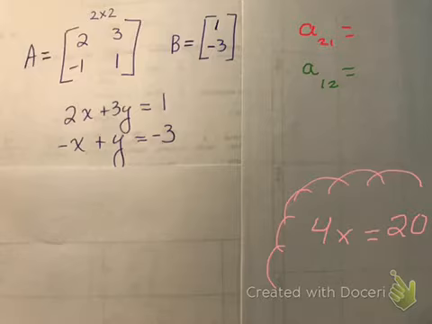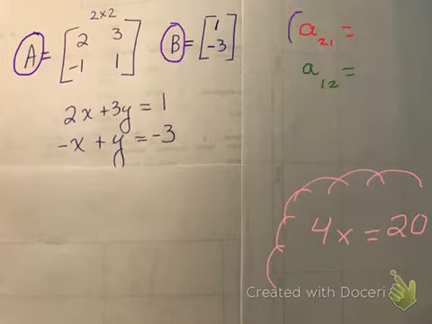So first of all, a matrix is a rectangular array of numbers. All right, so capital letters represent matrices. Lowercase letters represent elements within the matrices, okay? Now the dimensions of a matrix go row by column, okay? Rows are horizontal and columns are vertical.